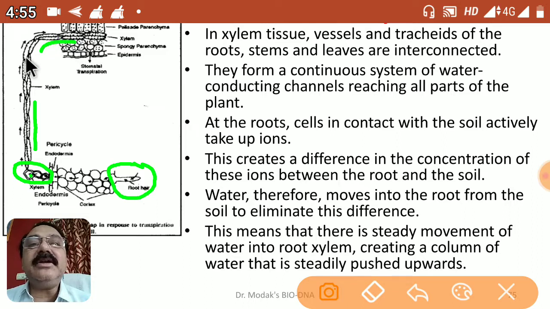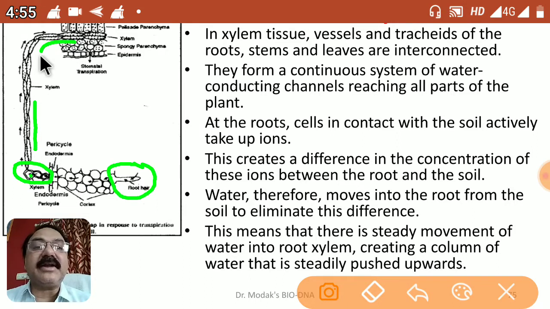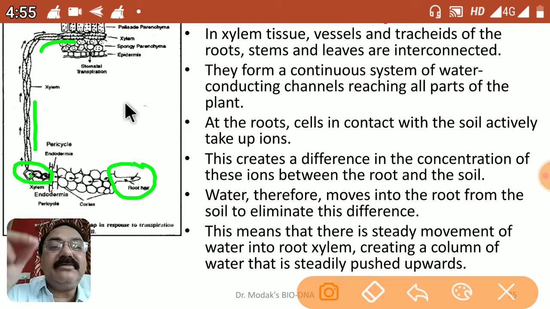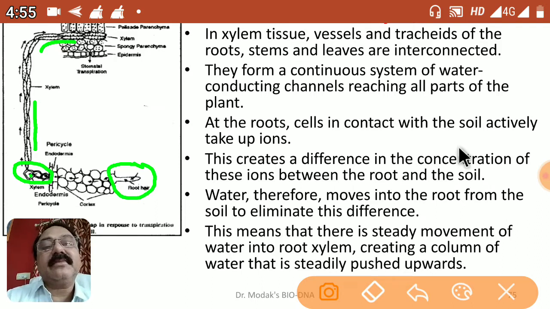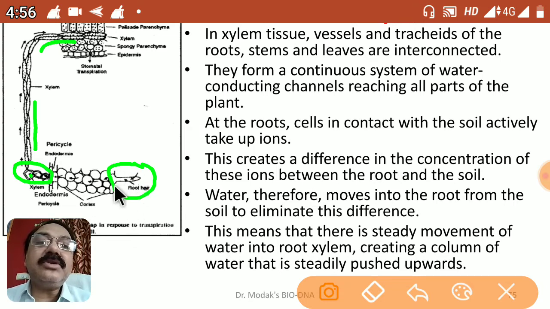So there is a continuous column of xylem tissue. Of course, tracheids and vessels are dead cells which are placed end to end, forming a continuous pipe-like structure. Root cells are actually in contact with the soil, water and ions.